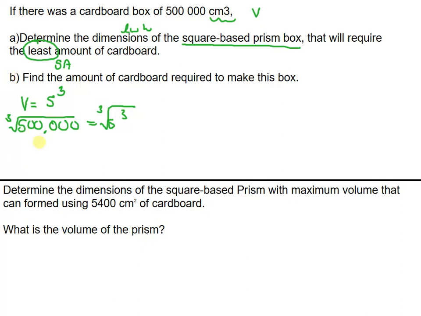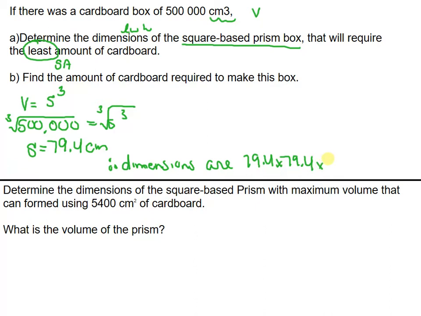And I get s equals 79 point, let's round to 4, centimeters. So the dimensions are going to be, therefore, dimensions are 79.4 by 79.4 by 79.4.